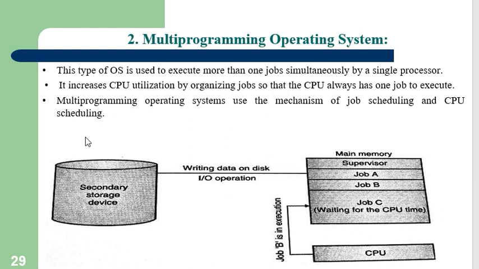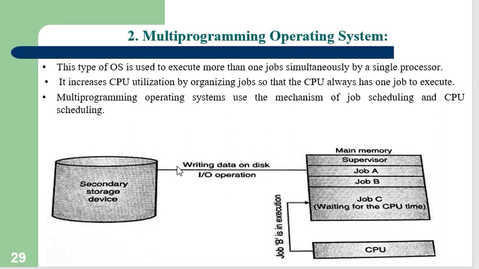A multi-user operating system allows many users to share processing time on a powerful central computer from different terminals. The operating system does this by quickly switching between the terminals, each receiving a limited amount of CPU time on the central computer. Multi-programming operating systems use the mechanism of job scheduling and CPU scheduling.